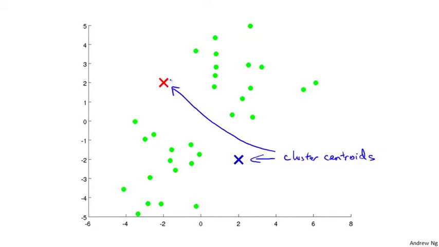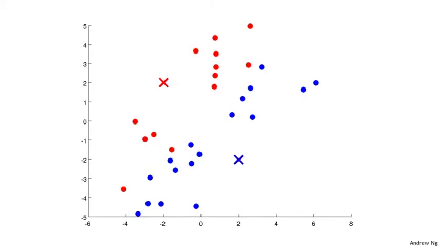centroids. Specifically, what I mean by that is it's going to go through your data set and color each of the points either red or blue, depending on whether it's closer to the red cluster centroid or the blue cluster centroid. And I've done that in this diagram here. So that was the cluster assignment step.